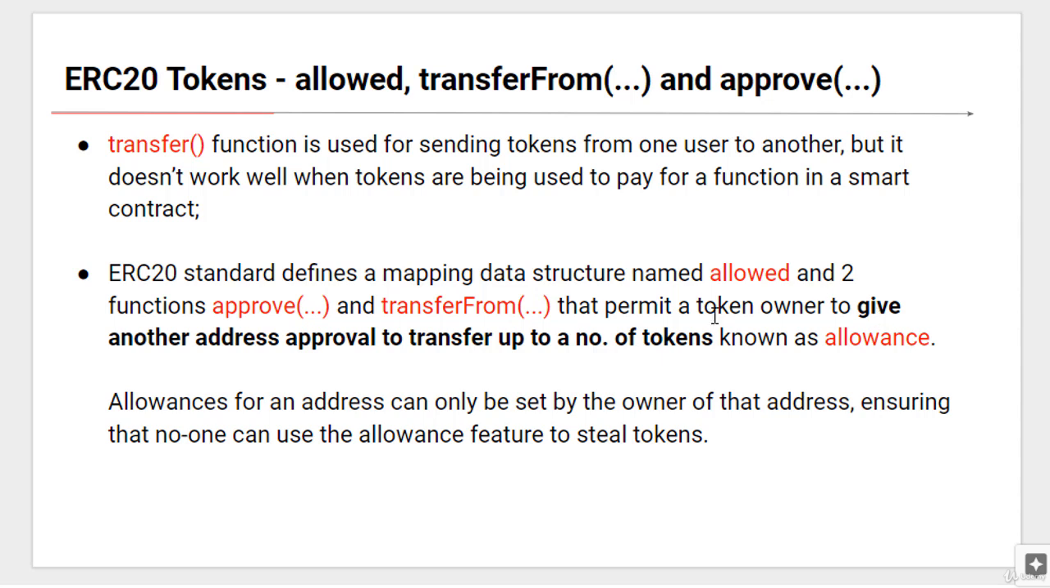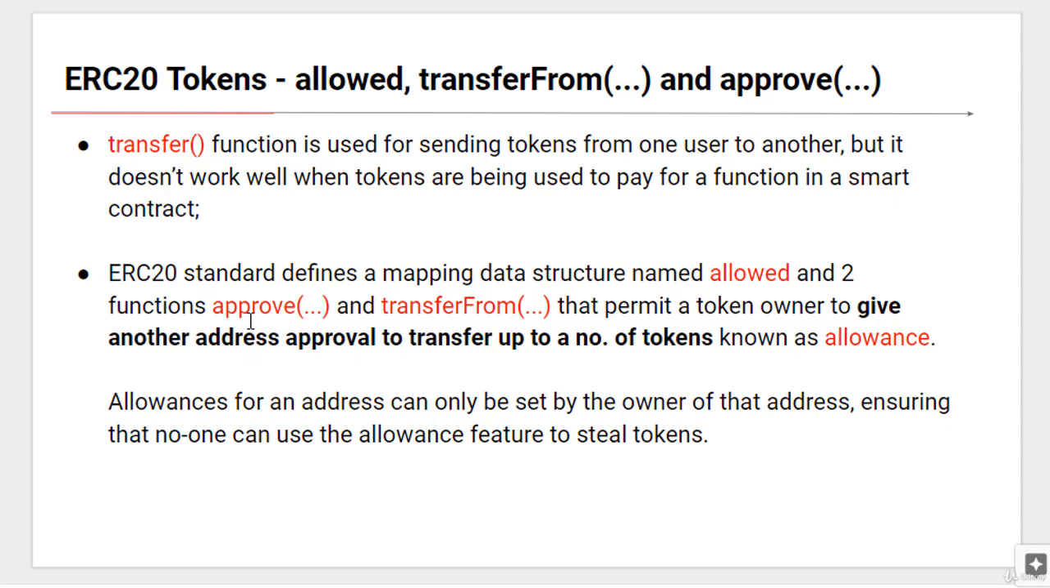The ERC20 standard defines a mapping data structure named allowed. This is a two-dimensional mapping structure and two functions, approve and transferFrom, that permit a token owner to give another address approval to transfer up to a number of tokens known as allowance. Allowances for an address can only be set by the owner of that address, ensuring that no one can use the allowance feature to steal tokens.